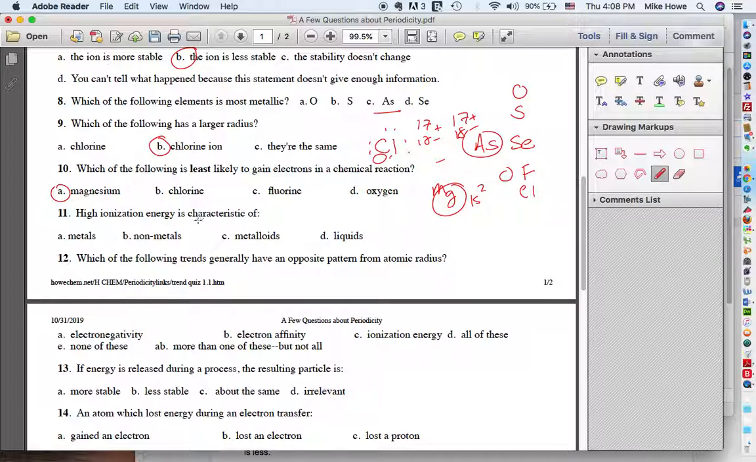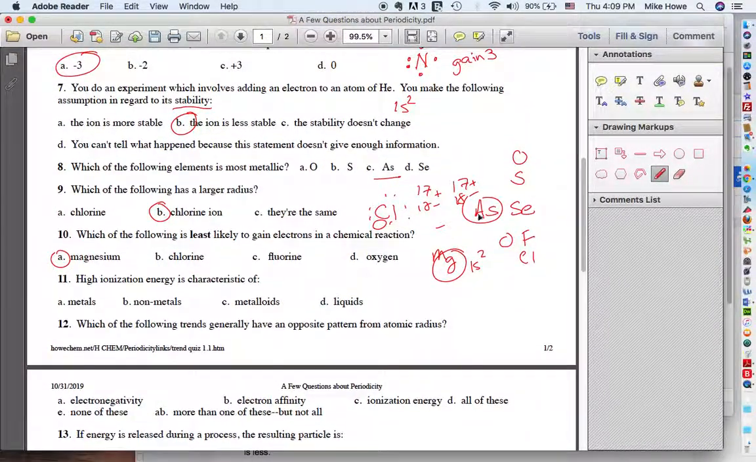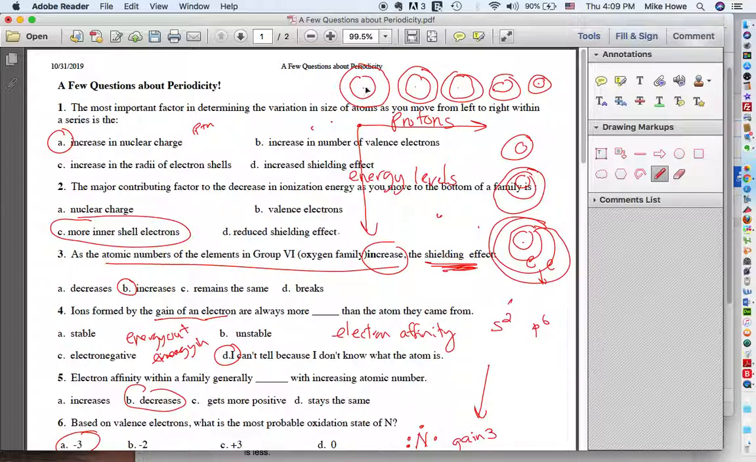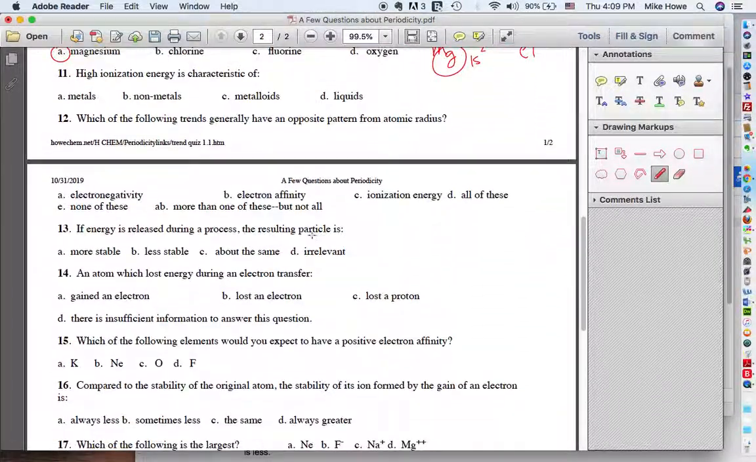High ionization energy. All right, that means it's going to be difficult to remove an electron. So would it be more difficult to remove an electron from a big atom or a small atom? Small. Remember, as you go to the right, they get smaller. So from which one of these would it be most difficult to remove an electron? It'd be this one, because it's the smallest. It's holding its electrons tighter. So that's on the non-metal side. So high ionization energy is characteristic of non-metals.